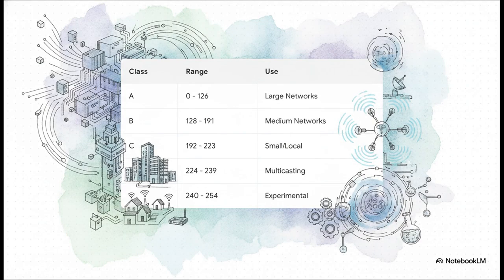So the absolutely crucial point here is knowing these ranges. Class A, which spans from 0 to 126, is for massive networks with literally millions of hosts. Class B, from 128 to 191, is for your medium-sized networks. Class C, from 192 to 223, well, that's what you're usually going to see in smaller local networks. Then we have Class D, ranging from 224 to 239, which is specifically reserved for multicasting. And finally, Class E, from 240 to 254, is strictly kept for research and experimental development.